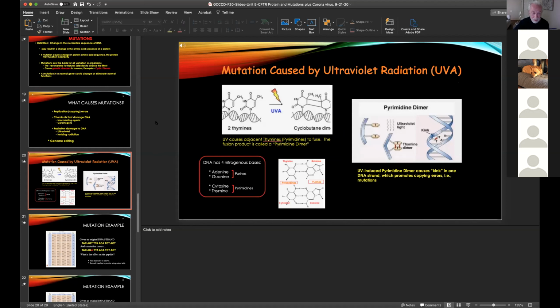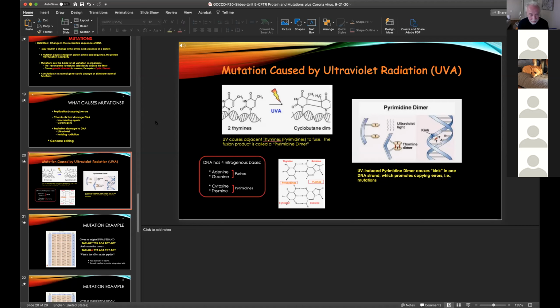Okay, how does it actually occur? Well, here is an example of how UV radiation can cause a mutation. Now, before discussing that, look at the lower left, inside the red box. DNA has 4 nitrogenous bases, adenine, guanine, cytosine, and thymine. Adenine and guanine are called purines, whereas cytosine and thymine are called pyrimidines. And just to the right there, you'll see the hydrogen bonding between the pairs, A's and T's, G's and C's.